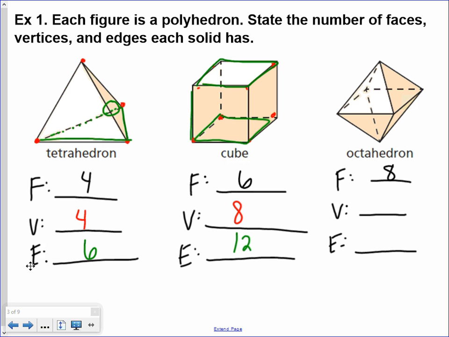Vertices, who can raise their hand and tell me how many vertices it would have? Mia? 6. 4 around the sides, 1 on top, 1 on the bottom. And then edges, how many edges it would have, Jace. 12. 4 around the top, 4 right here in the middle, and then 4 around the bottom makes 12 altogether.